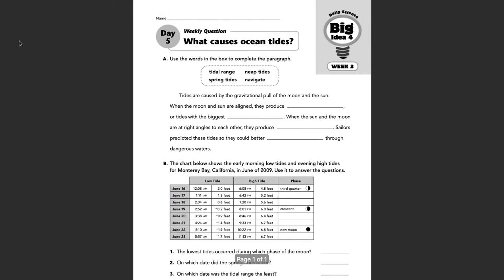I'm going to go ahead and go over Science Bellwork Week 14, Day 5. Remember, I'm collecting Bellwork this week, so make sure you guys have your 5 days of Science Bellwork in your Science Bellwork note for the week.